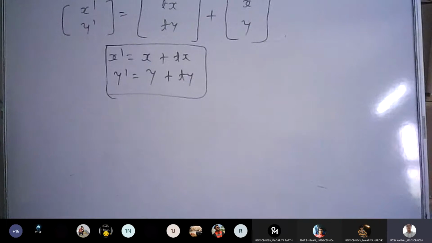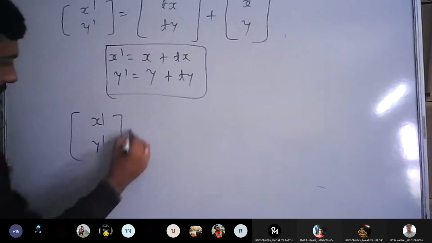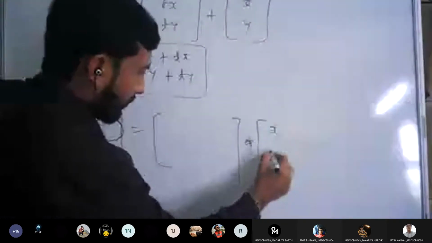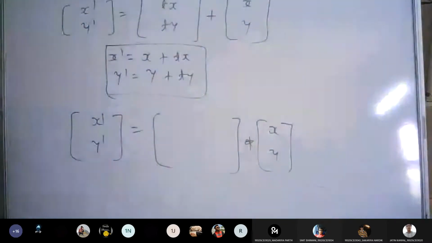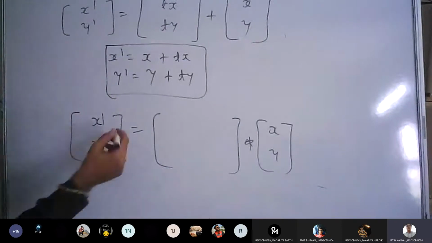No, sir. Similarly, for rotation also, if you remember, we have derived the matrix form like this: x dash, y dash is something into the original coordinates, which is x and y. What do I need to write in the middle? What is the matrix for rotation? Rx, sir. Rx only.